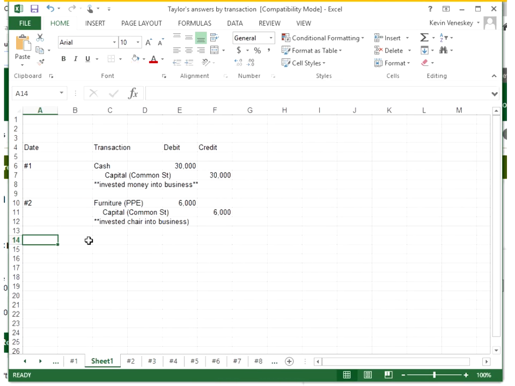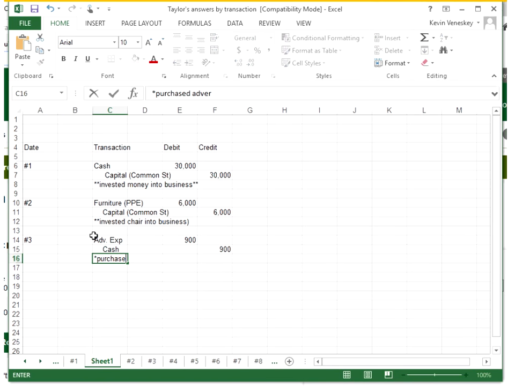And now we journal. We're going to debit our advertising expense for the $900. How did I get the advertising? I paid cash, or the business paid cash. And then we put in our little explanation.